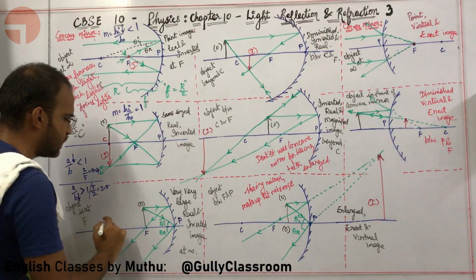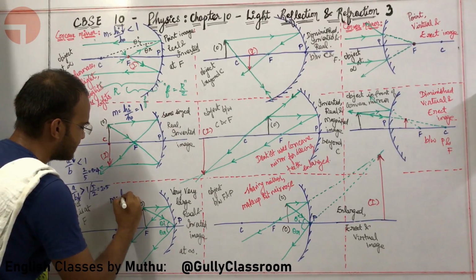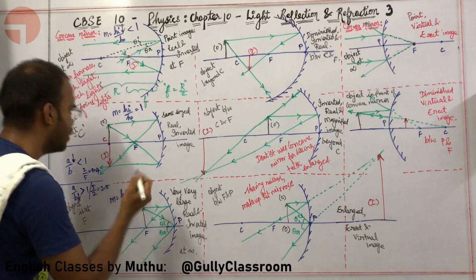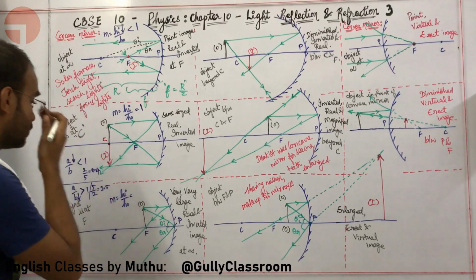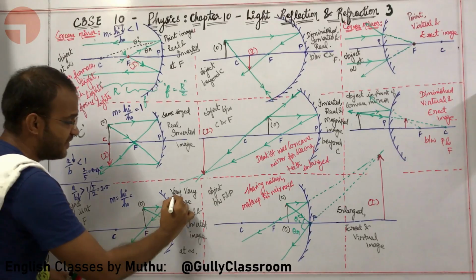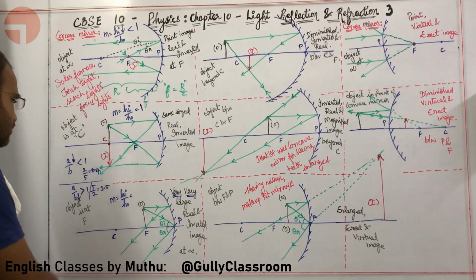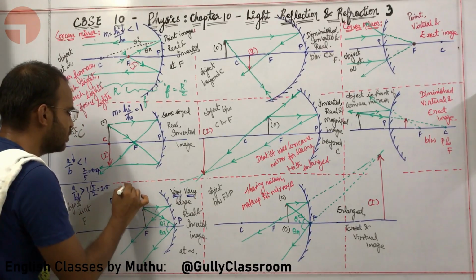Okay, what about this particular case? Magnification is equal to hi by ho. Here I am getting a very enlarged image at infinity, so obviously hi is going to be very high.